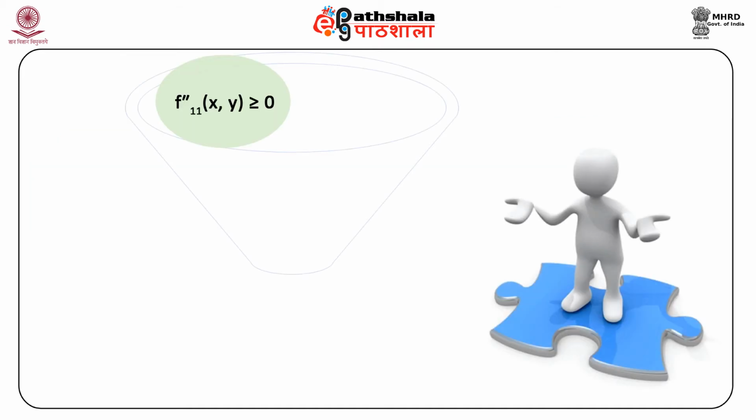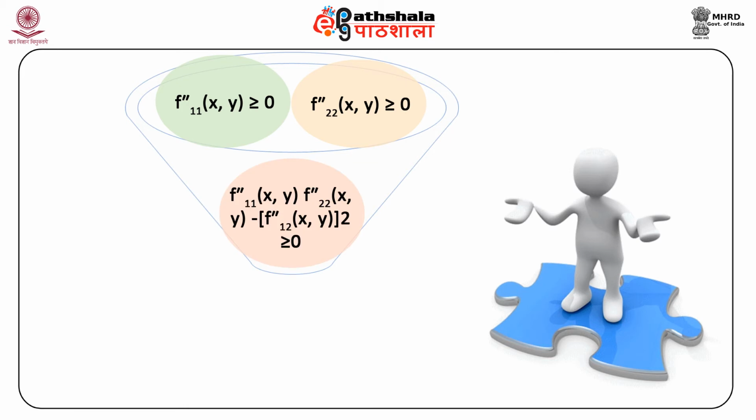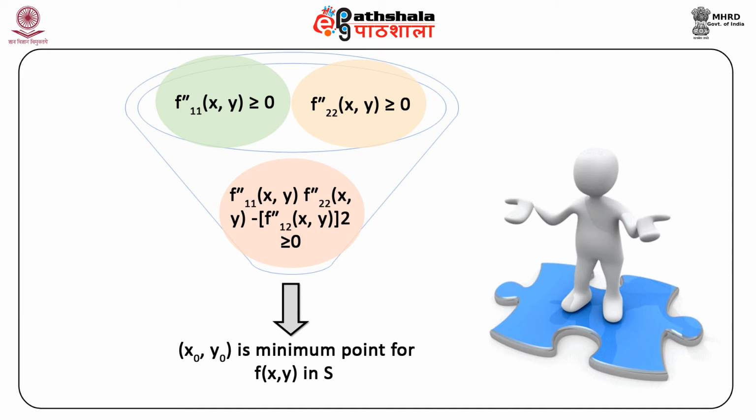If for all x, y in S one has f''11 greater than or equal to 0 and f''22 greater than or equal to 0 with the given inequality greater than or equal to 0, then (x0, y0) is a minimum point for f(x, y) in S.